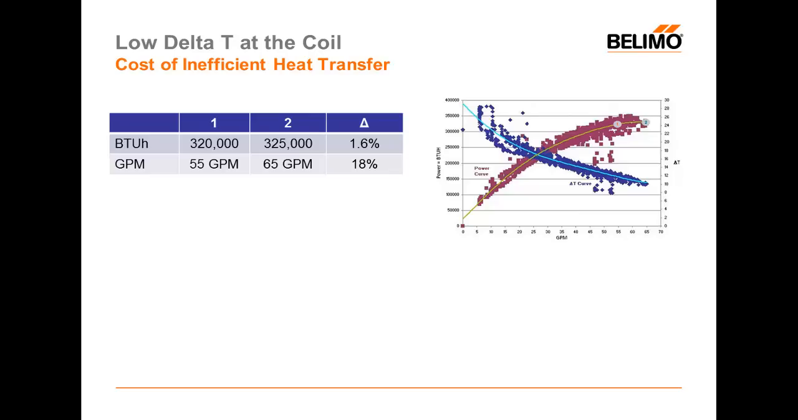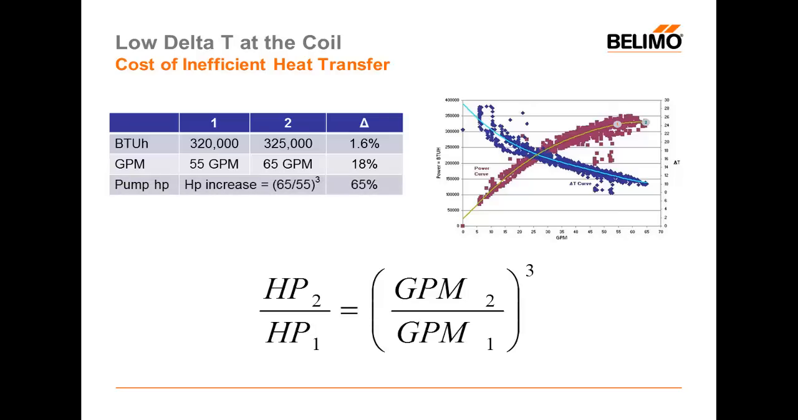If we examine this on a chart, we can see here that it takes 18% more GPM, and it nets us just 1.6% more BTU. So then the question becomes, how much money does it cost to pump 18% more water? Well, the pump affinity law tells us that we have to cube our flow increase to calculate the horsepower increase. So that means it takes 65% more pump horsepower, or 65% more dollars, to increase our BTU by less than 2%. As you can see at the very high end of this coil curve, the last few percent of BTUs are very expensive.